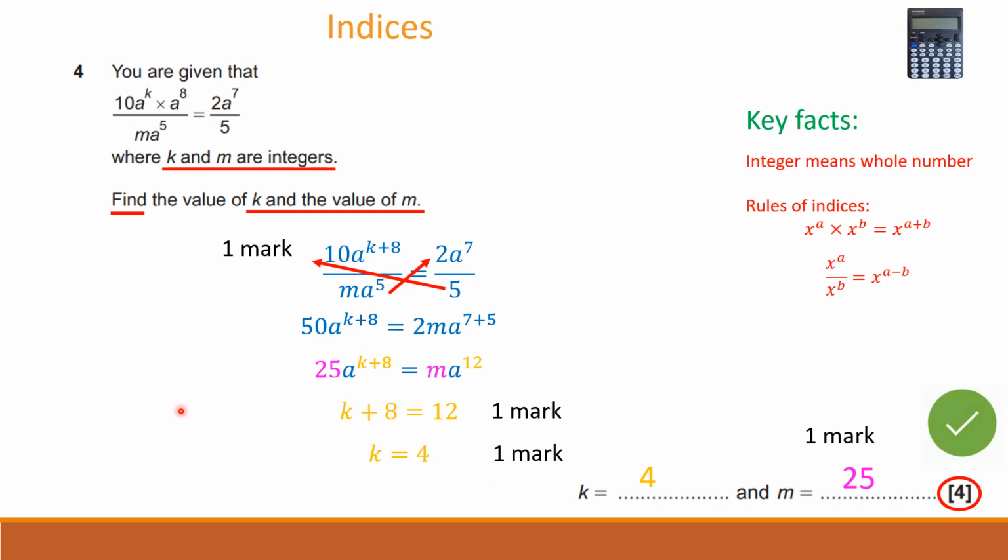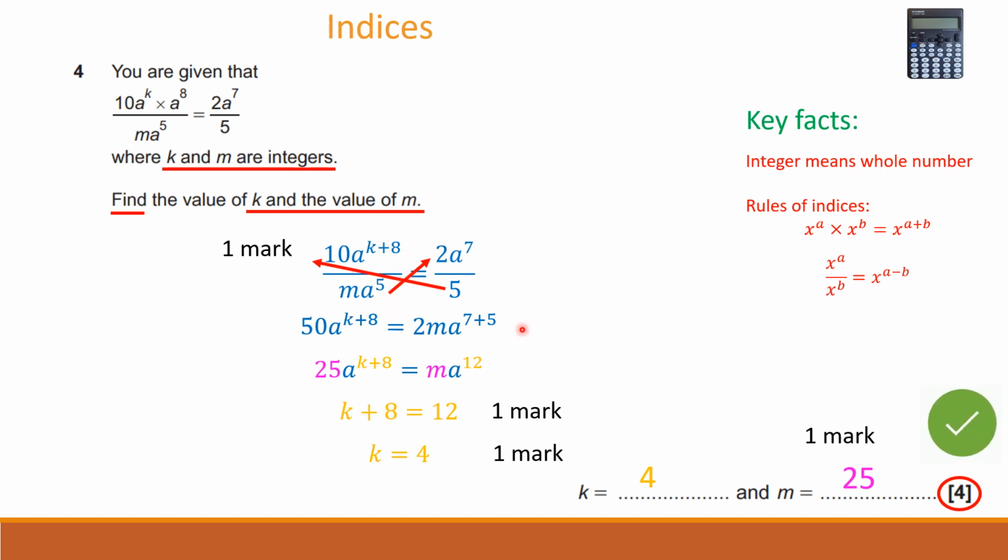Make sure you've ticked and marked off where the marks were awarded for this question. There are alternative methods to be able to answer this question. As I said, you could have done a to the k plus 8 divided by a to the 5. So k plus 8 take away 5, that would have given me k plus 3. And then you could have had k plus 3 is equal to 7. Taking 3 from 7 would also give you 4. So it's an alternative method if you'd have looked at the indices on the left-hand side as one combined unit.